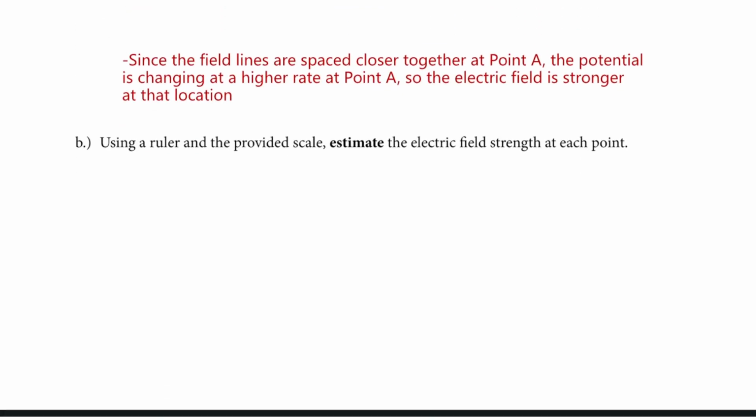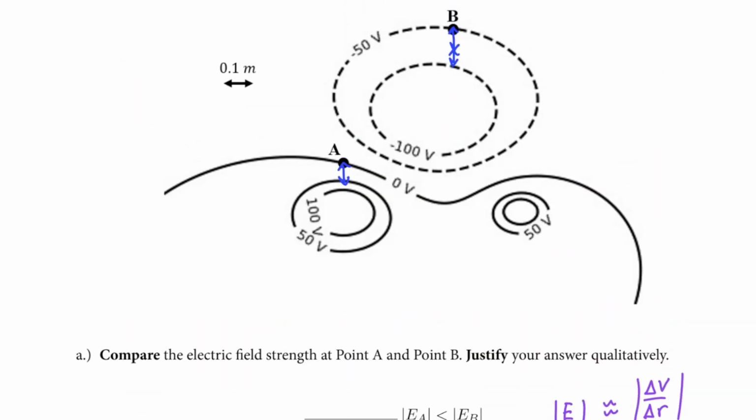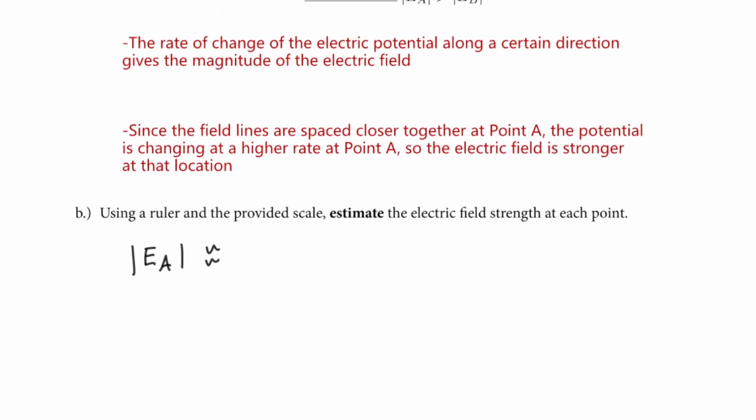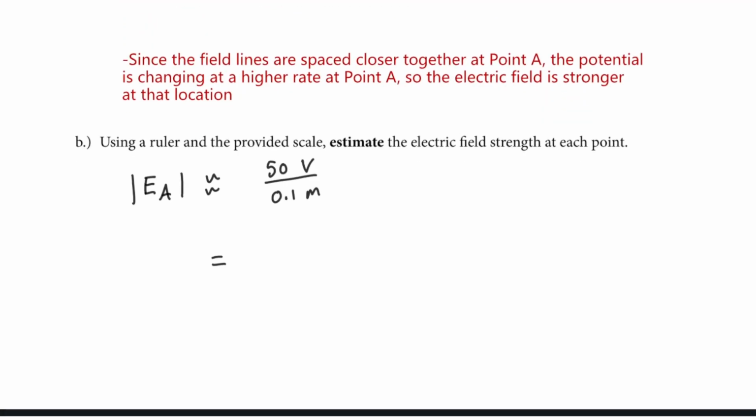I could be wrong. But my magnitude of E at point A is going to be approximately equal to, well, let's see. I'm rising 50 volts because I go from 0 to 50. And I have 1 unit of spacing. So that's 0.1 meters. So I get approximately 500 volts per meter.